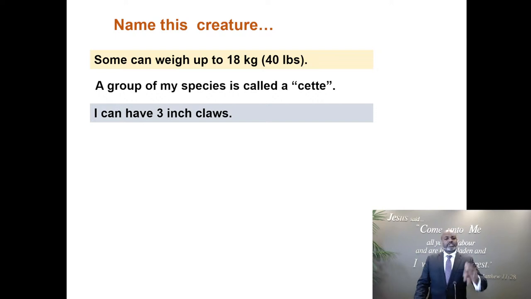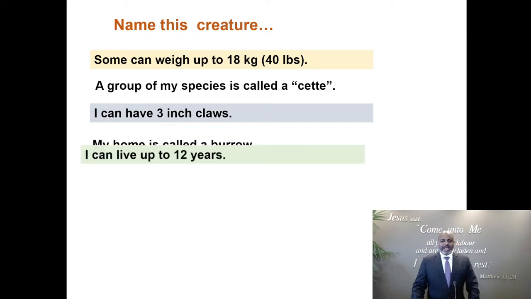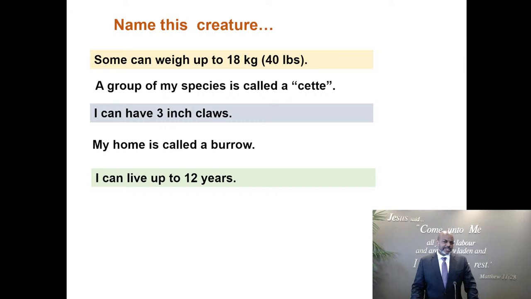Let's go for number four. My home is called a burrow. Aha, good clue. My home is called a burrow. What do you think it is? Do you know? Number five. I can live up to 12 years. That doesn't give you a whole lot of information, but it's something else.